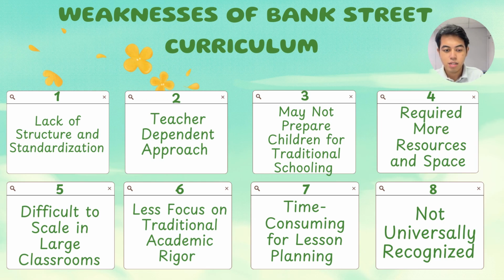The sixth one is less focus on traditional academic areas. The curriculum places greater emphasis on holistic development rather than academic performance. Some parents and educators may feel that it does not prioritize early literacy, mathematics, and structured learning as much as a traditional curriculum. If children transition into a more academically rigorous program later on, they may initially struggle with structured learning methods.